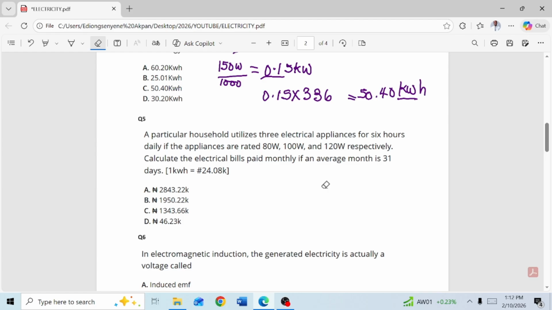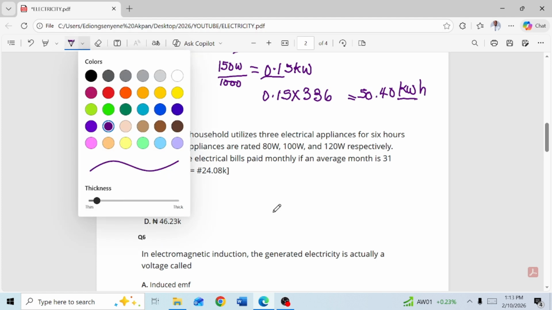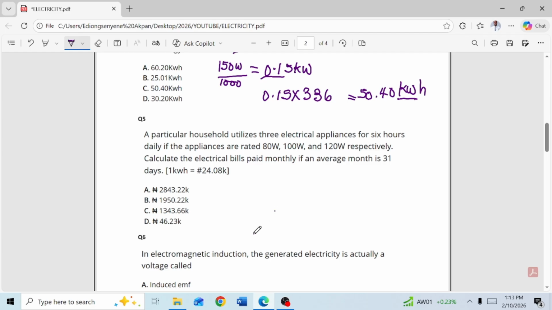Question number 5. A particular household utilizes 3 electrical appliances for 6 hours. If the appliances are rated 80, 100 and 120 watts respectively, calculate the electrical bill paid monthly if an average month is 31 days. 1 kilowatt hour costs 24 naira 8 kobo.